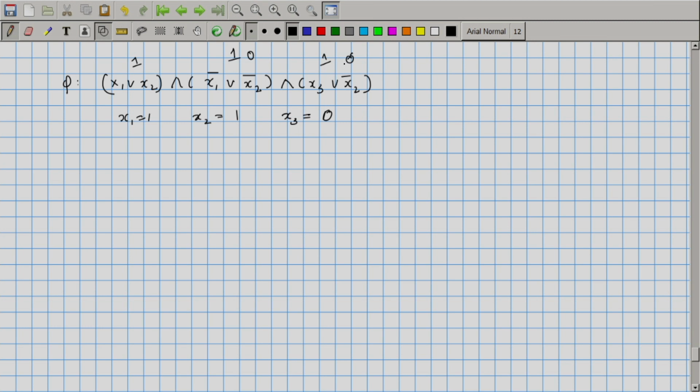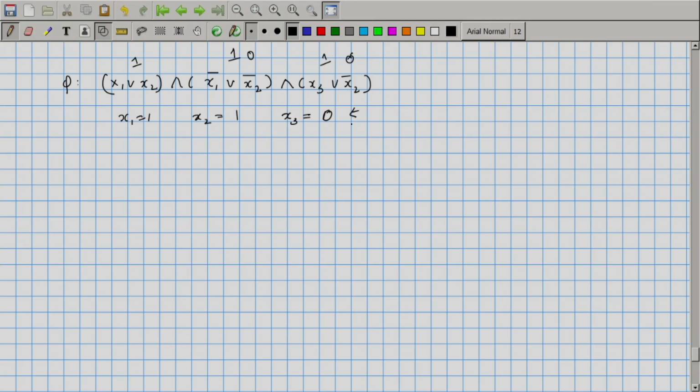So, what we are interested in is, given a Boolean expression, a 2-sat Boolean expression, we want to know whether there is a satisfying assignment. This is an unsatisfying assignment, whereas if you had taken x1 equals 1, x2 equals 0, that is a satisfying assignment. So, does there exist a satisfying assignment?